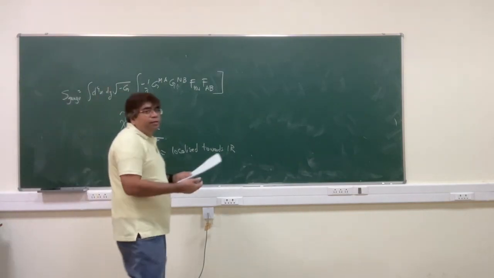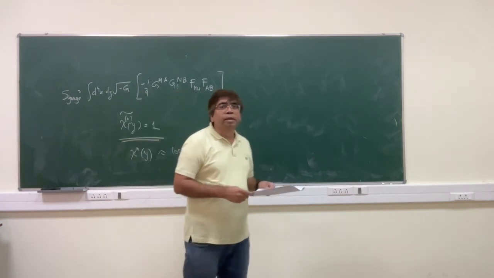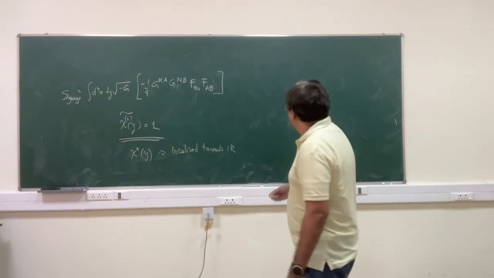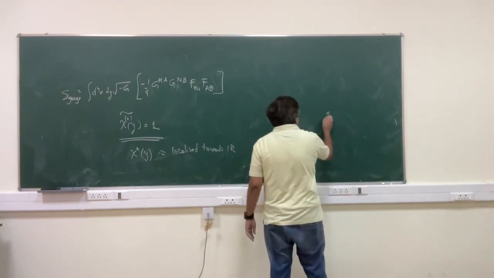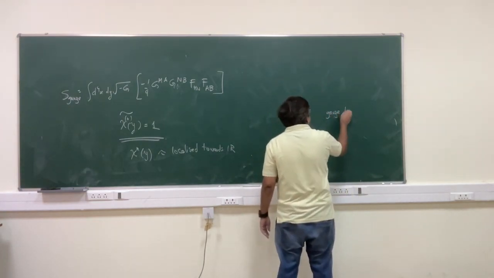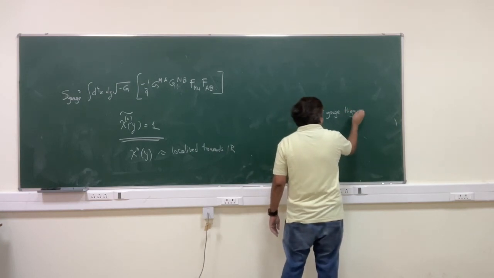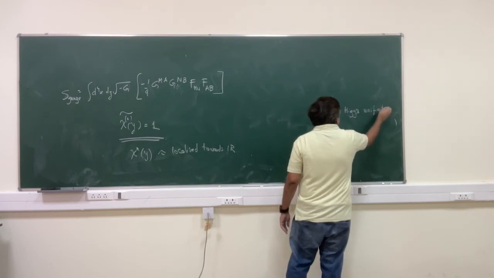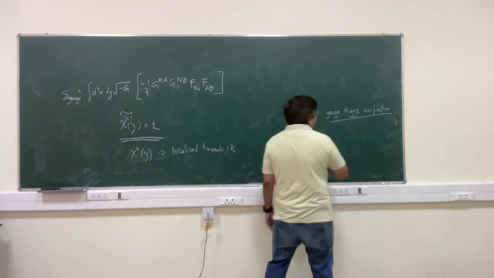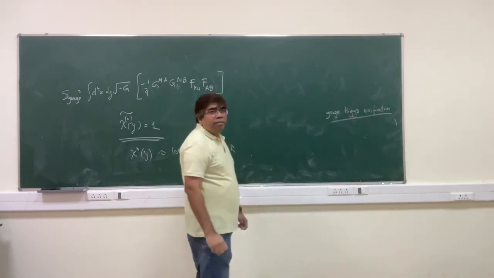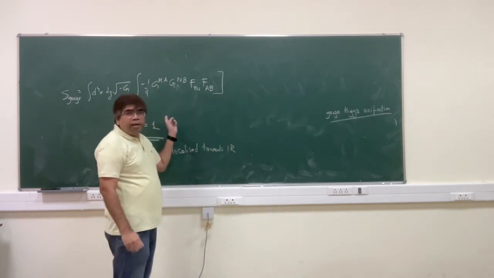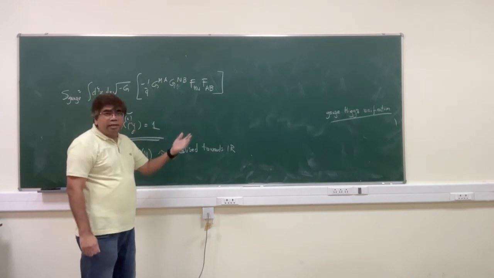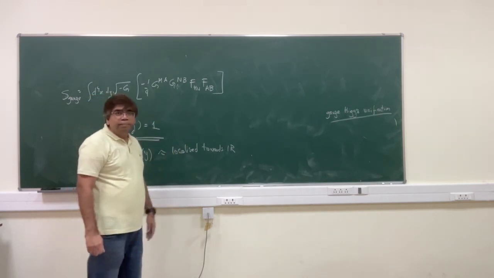There is one lecture note which I suggest you guys do. It's called gauge field unification. It's a very, very nice idea that if you have a gauge field in the bulk, the fifth component of the gauge field can be thought of as a scalar. It comes out to be a scalar, essentially.